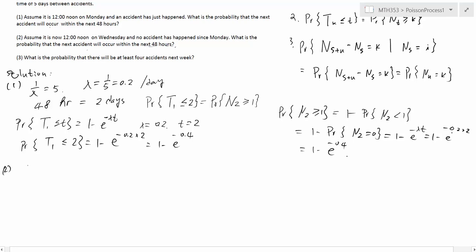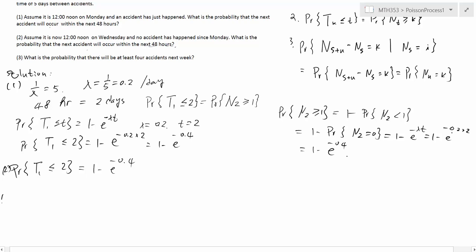What we are saying is, what is the probability that the next accident will occur within the next 48 hours, given that no accidents happened before? We're going to use the property that this process is again memoryless. So this is exactly the same thing we have calculated: T1 less than or equal to 2. Still the same problem, and we still have exactly the same answer. It doesn't really matter.